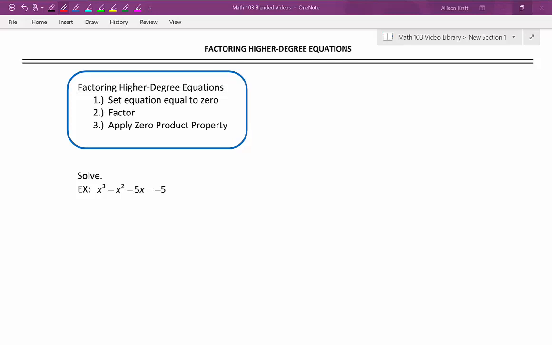In many examples, you'll be left with quadratic equations that you need to use the quadratic formula or square root property to solve.